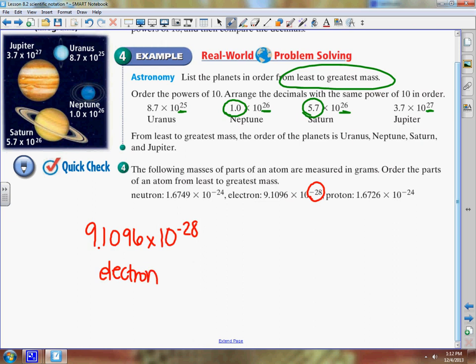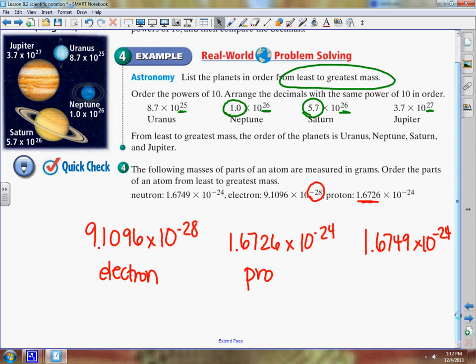That's the smallest. And then I have a proton and a neutron, which are almost exactly the same. However, the proton is a little bit smaller. They both have the same power, but the proton has a slightly smaller decimal. So the proton comes next, and then the neutron. That's crazy to think it's that tiny.